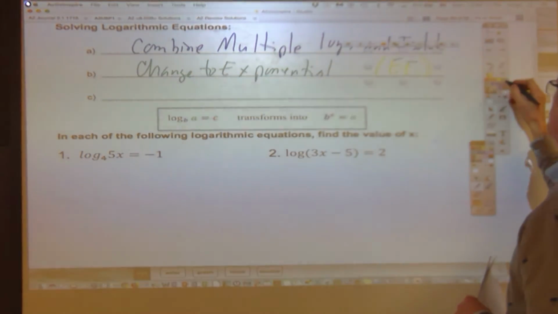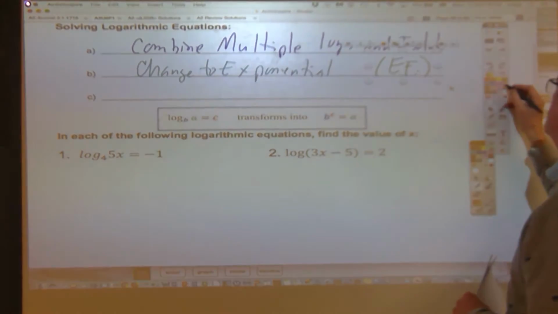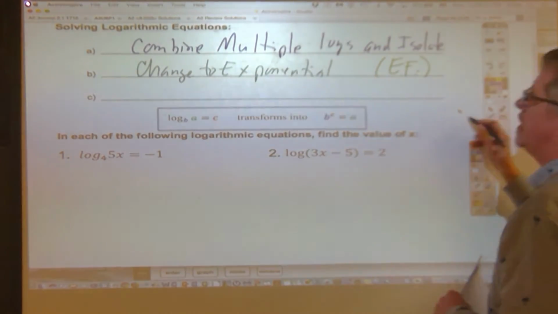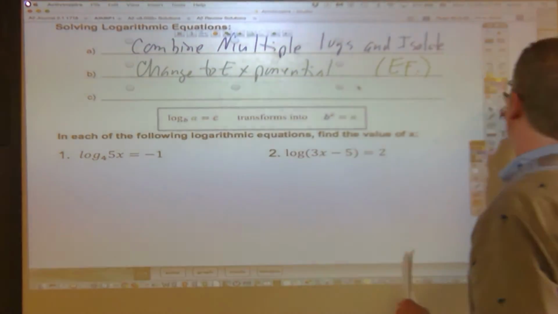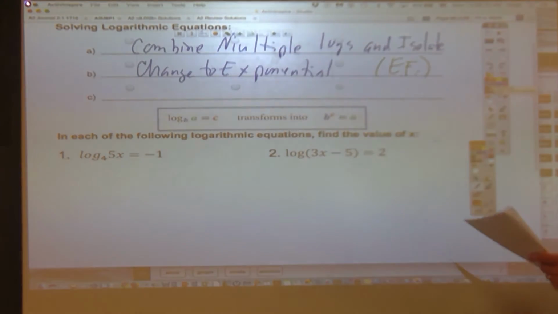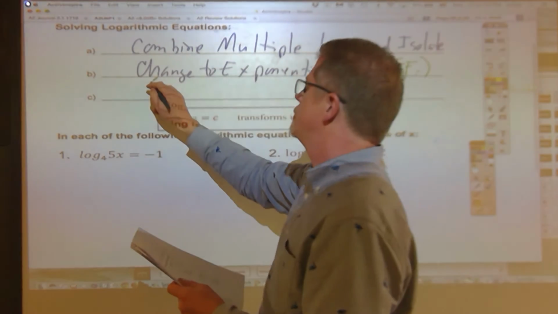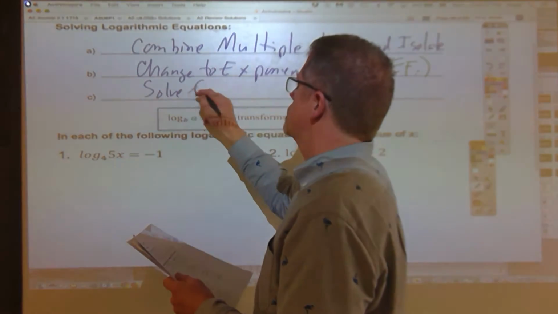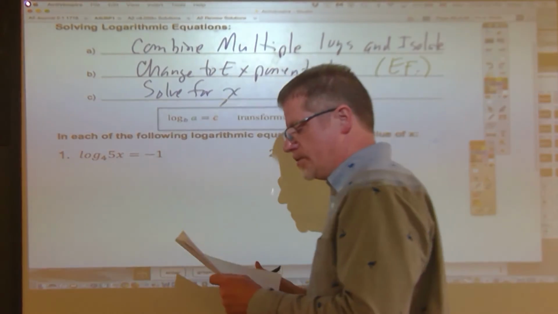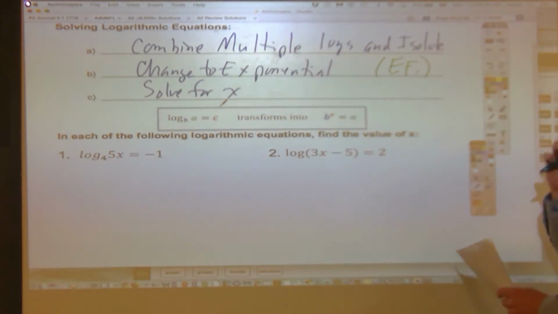I'm going to put that in green because that's how it generally shows. The codes always show up in green on the solutions. Our third and final step is to solve the resulting equation. So solve for, sometimes it's x, it's usually x, but it can be others.